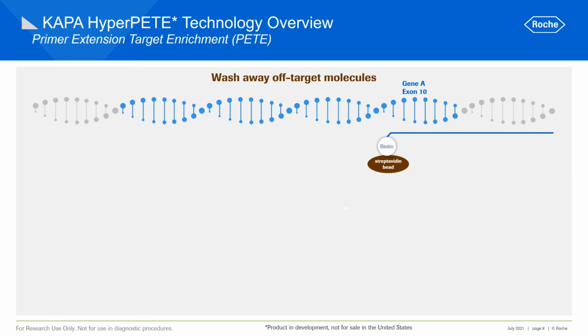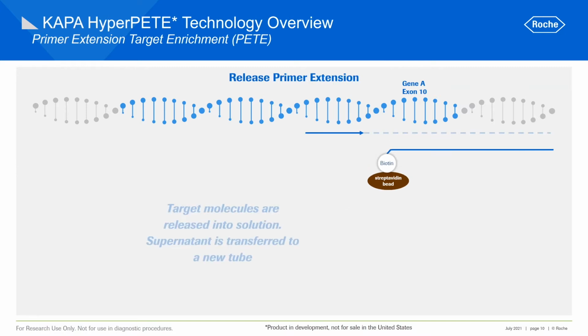What I don't show in this slide is that there are still some off-target molecules that have primer extension on them. And what we've seen in development of this technology is that we have about a 5 to 15% on-target rate after this step. So one of the novel features of HyperPETE is the second release primer. We call this our release primer hybridization and then extension.